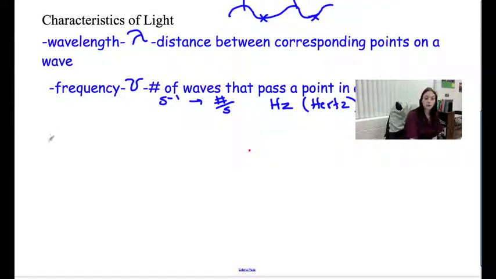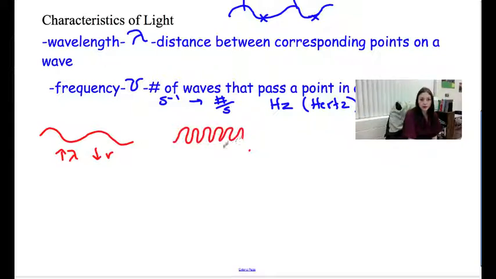Okay? So when we look, if I have a really long wavelength, which is a high wavelength, so I have a large wavelength, I'm going to have a very small frequency, meaning that there are very few waves that pass a certain point in a second. Whereas if I have a very high frequency, I have a very low wavelength. And we relate these two together in an equation. It's a very easy equation. It's C equals lambda times nu, or frequency times wavelength.